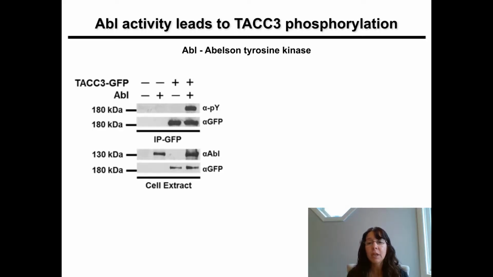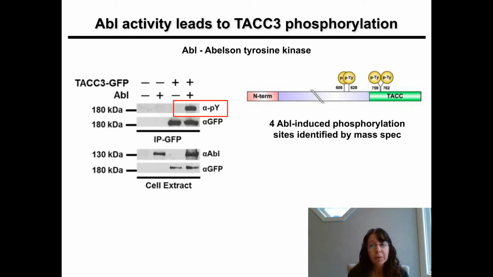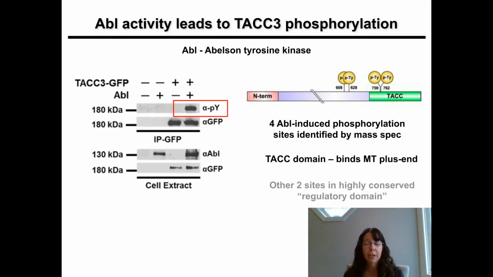What we found is that when we expressed TACC3 GFP as well as Abl-induced tyrosine kinase in HEK293 cells, there was this really nice phosphotyrosine signal. We sent that off for mass spec. There were a number of candidates, a number of tyrosines that were phosphorylated, both in the TACC domain as well as the highly conserved regulatory domain. And so we wanted to know if we knock those out, could it affect the function of TACC3?